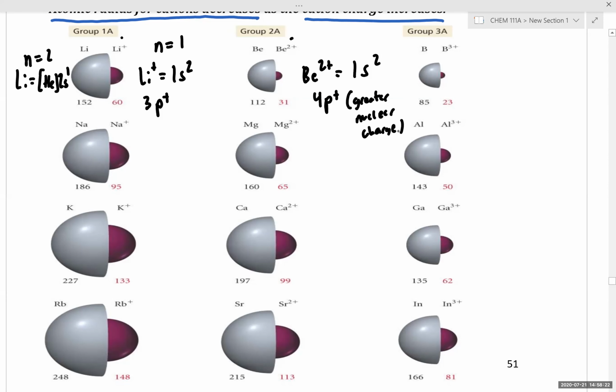The periodic trends for cation ionic radius: the radius in general decreases dramatically for cations, and the radius decreases even more dramatically the more electrons you remove and the greater your cation charge. Any questions so far?